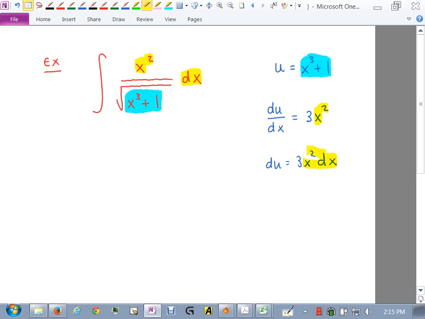What am I off by here? 3. So I don't want that 3 there because that won't match what's up here. So what do I do here? Multiply both sides by 1/3 or divide both sides by 3. So that'll turn into 1/3 du equals x squared dx. It's like a matching game. You're trying to make this piece here match with this piece here, and you have to manipulate things algebraically to make it match. I have a perfect match now, don't I?